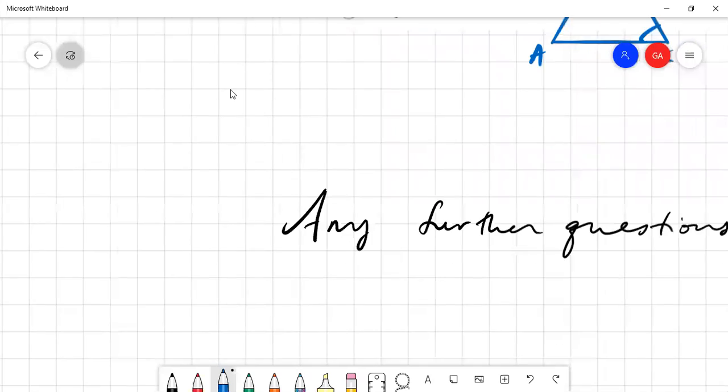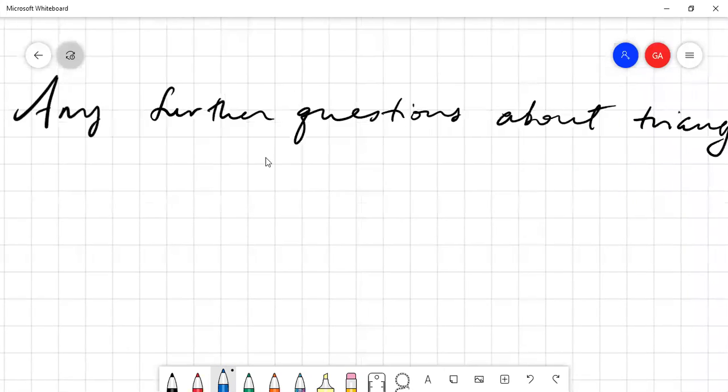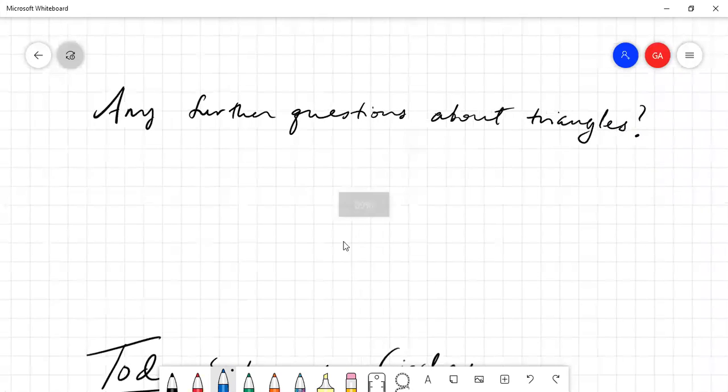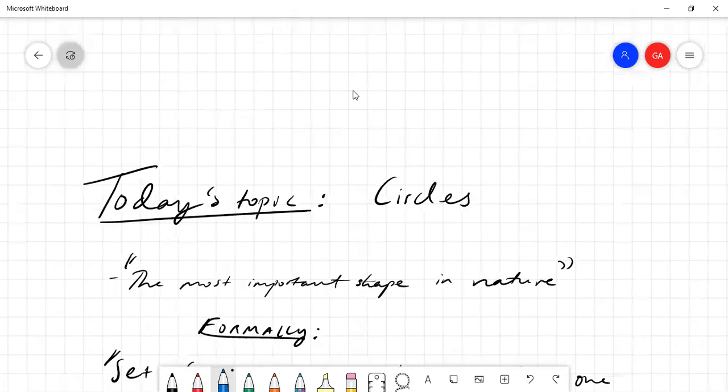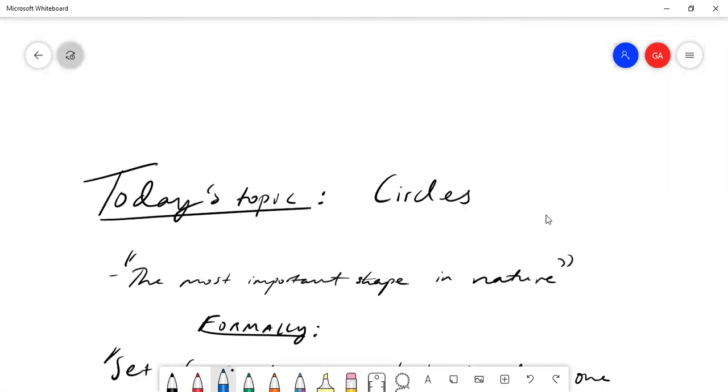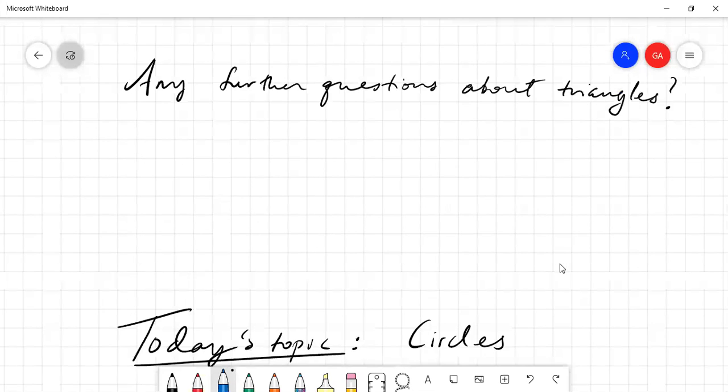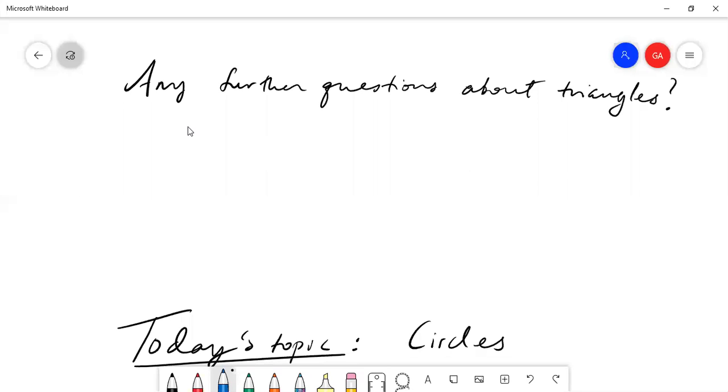Okay, so if no one has any further questions about triangles, I'm going to move on to today's topic, which is circles. Does anyone have any more questions about triangles? We're going to return to triangles on, what is today, Wednesday? Tomorrow, we're going to return to triangles and talk about them a bit more in depth.